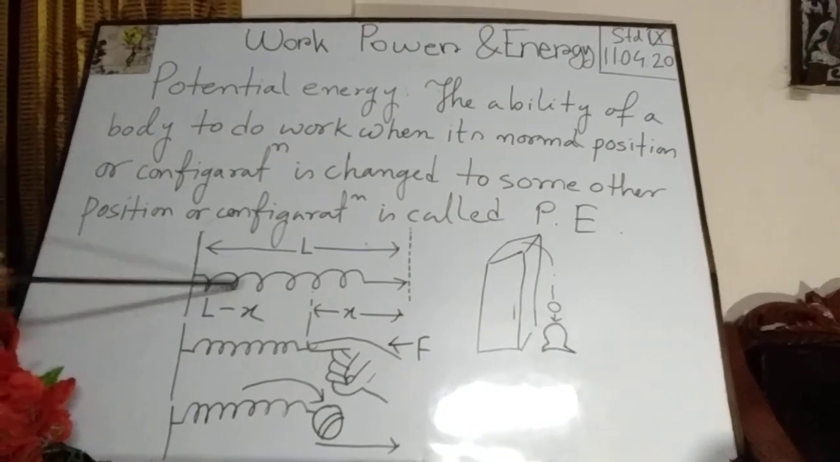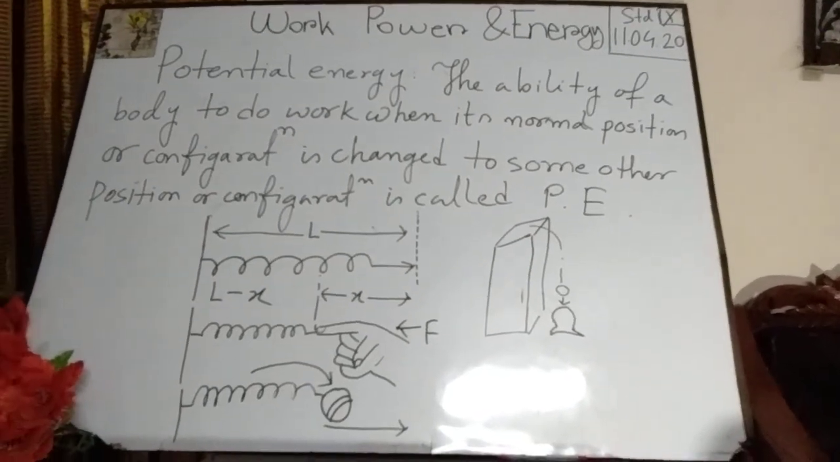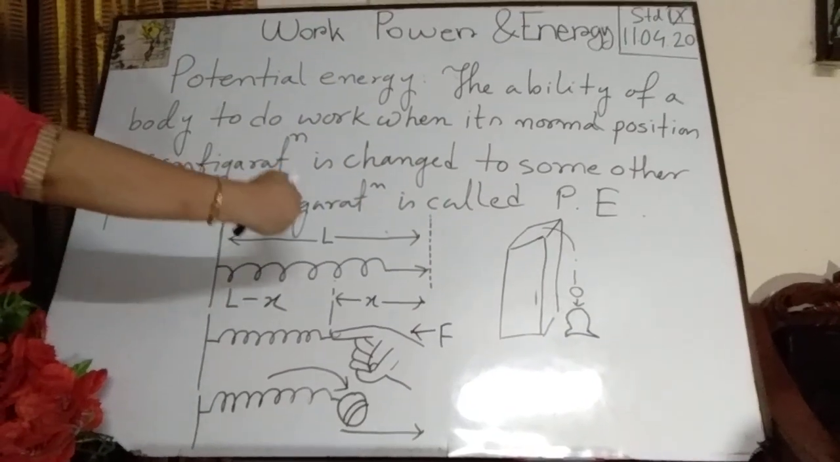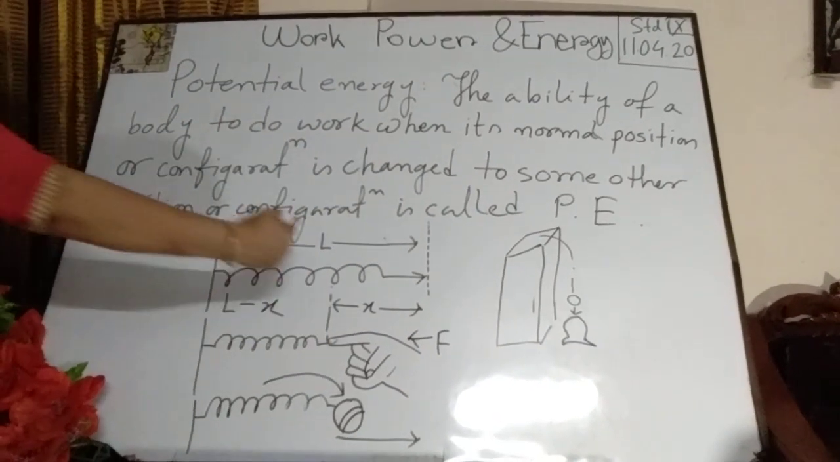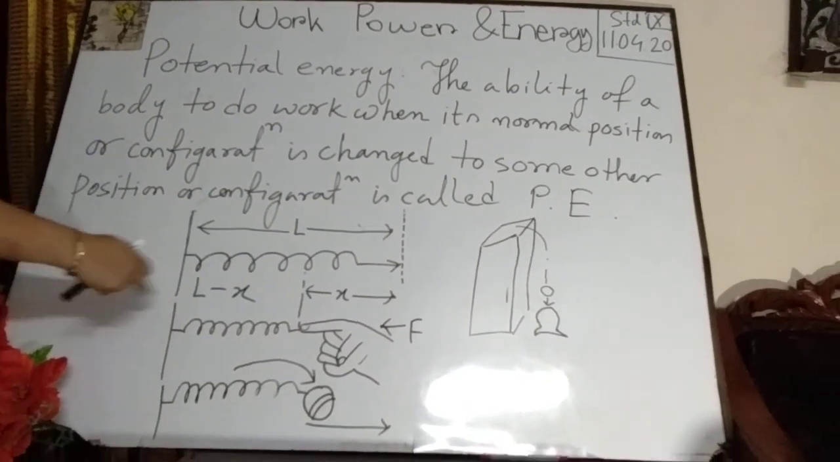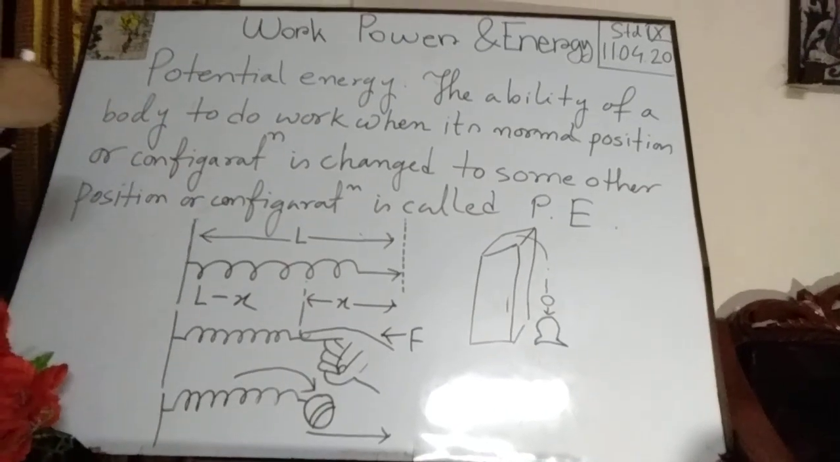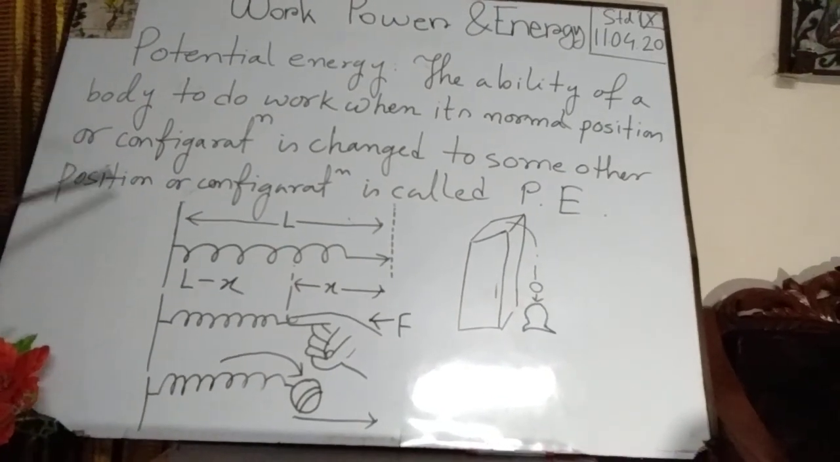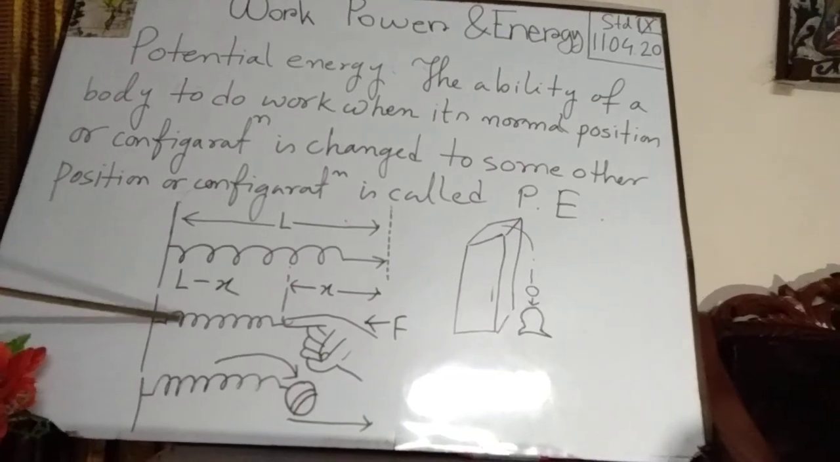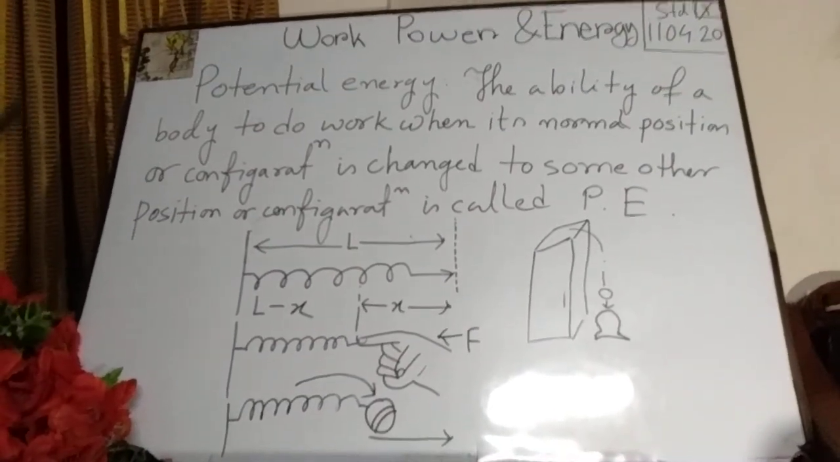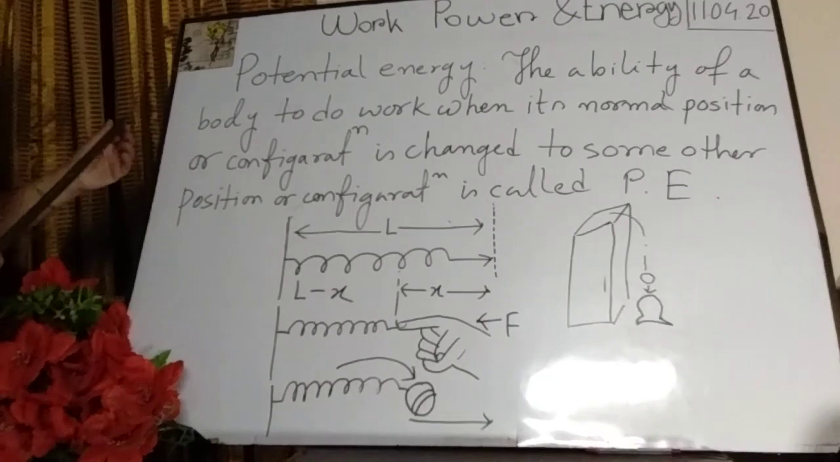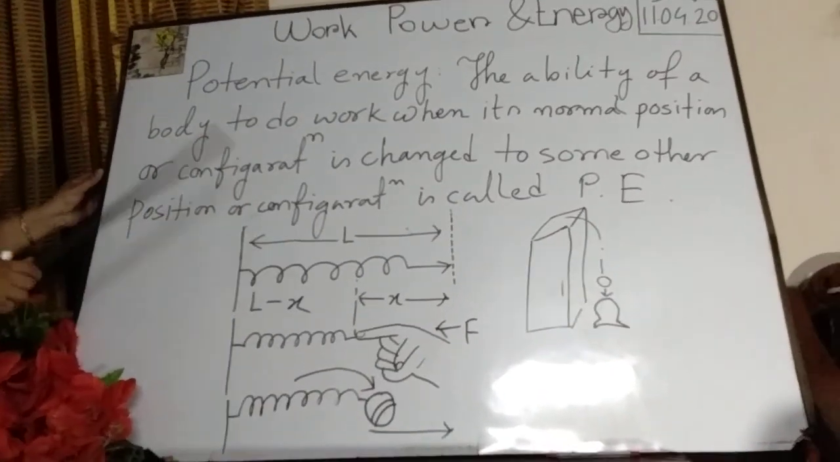That means this was the normal position of the spring, and when force is applied on it, then its normal position is changed to some other position. At that time, in the stressed spring or the compressed spring, one energy is stored, which is potential energy. Do you understand, everybody? Now I will show you how to calculate potential energy.